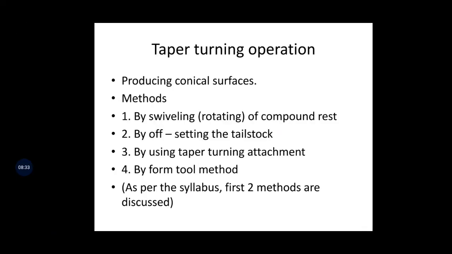Next comes taper turning operation. Taper turning operation is used to produce the conical surfaces. So 4 methods are there here.